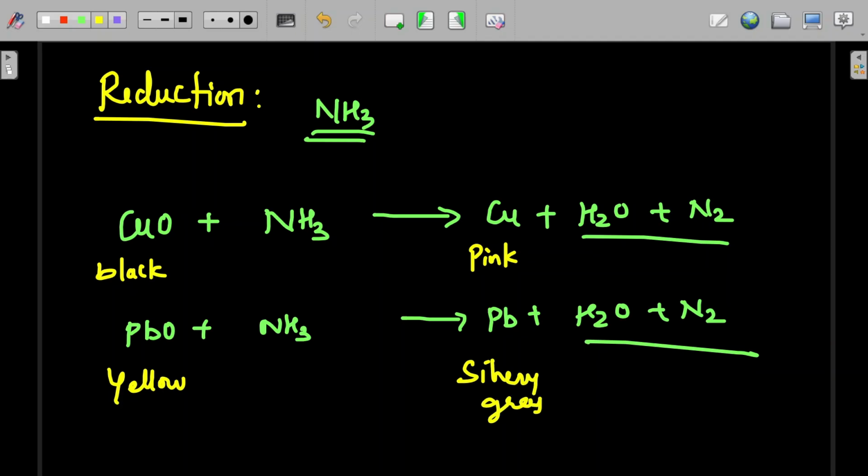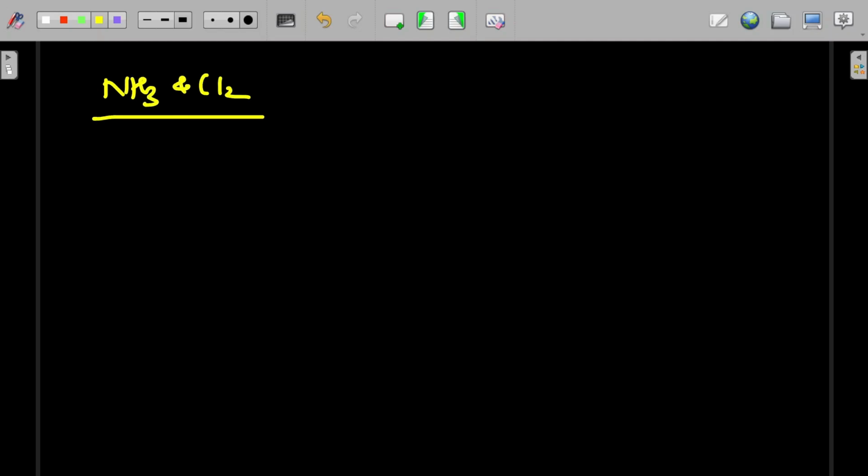Silvery gray metal. This is one. Another one which is very important is the reaction of ammonia with chlorine. Chlorine is a very good oxidizing agent. Ammonia is a reducing agent. So two conditions are there.